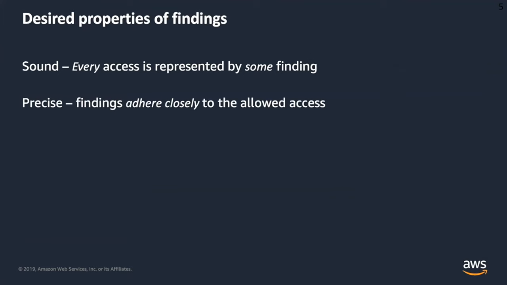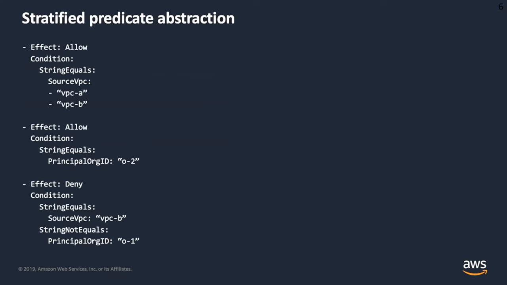Second, we need findings to be precise. We could get soundness with a single finding that everybody has access, but that's not useful. Instead, we want findings to adhere closely to the actual access that's allowed by the policy. Finally, we need findings to be compact. We could get soundness and precision by returning a finding for each of the billions of allowed accesses, but no human could ever review them. Instead, we want the set of findings to be reasonably small.